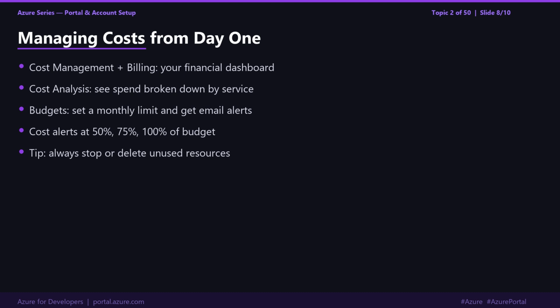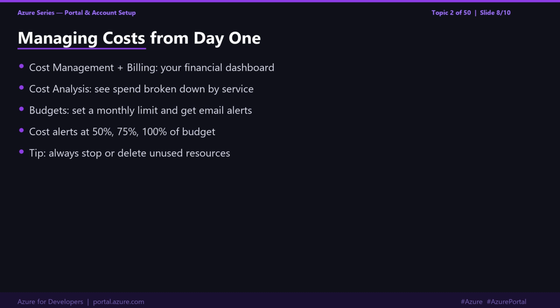To set a safety net, click Budgets and create a new budget. Set a monthly limit. Start with something like $20 or $50 that feels safe for experimentation. Then add 3 alert conditions: notify at 50% of budget, at 75%, and at 100%. Enter your email address. Azure will send you a message before you hit your limit.